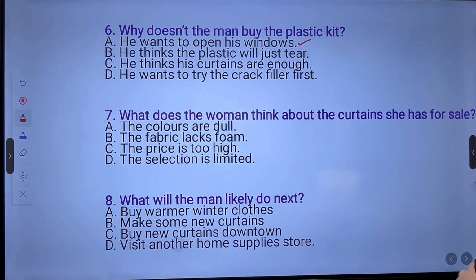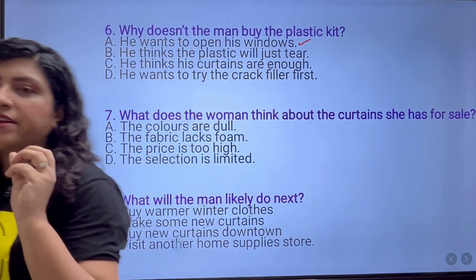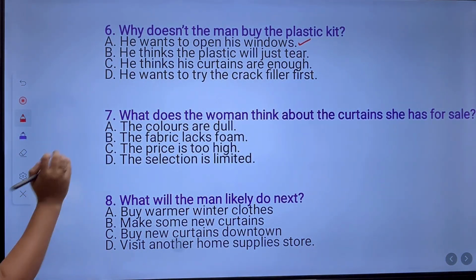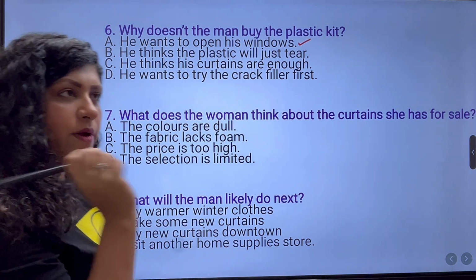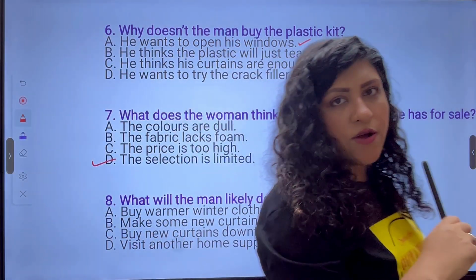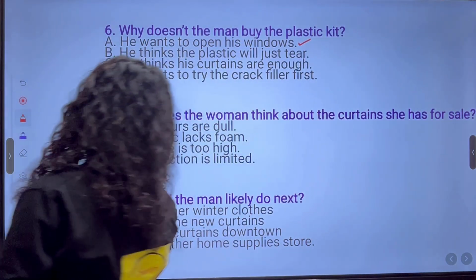Then question number 7 is, what does the woman think about the curtains she has for sale? Again, she very clearly said that she has a very limited selection of the curtains. And that is why she was suggesting the man go to another store downtown, because they have more selection. So D would be the answer.